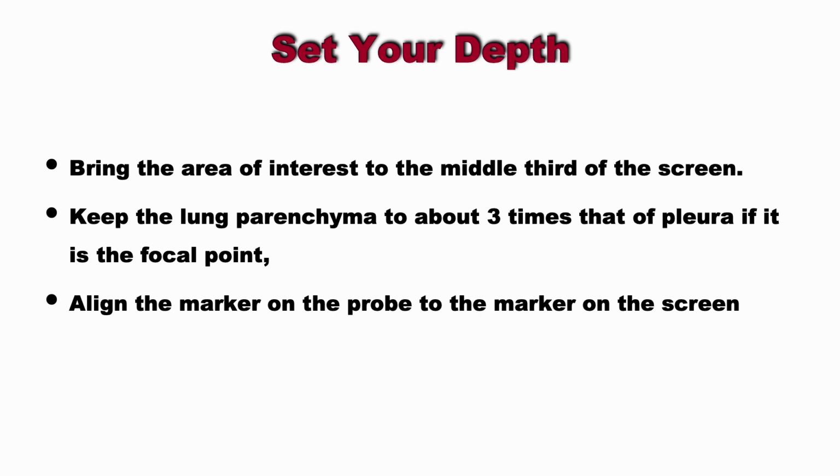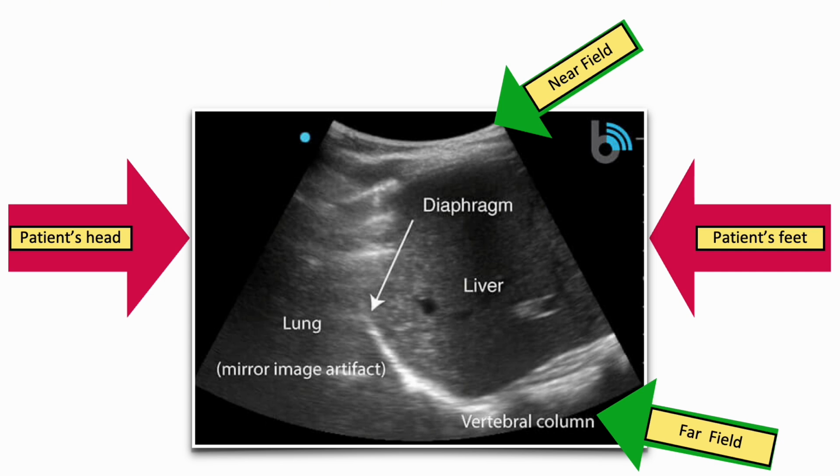Bring the area of interest to the middle third of the screen. Keep the lung parenchyma to about 3 times that of the pleura if it is the focal point, and align the marker on the probe to the marker on the screen. The arrow at the top of the screen is the near field, and you can see we are using a curvilinear probe. The arrow at the bottom is the far field.